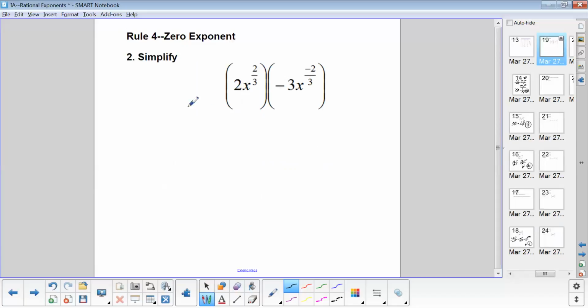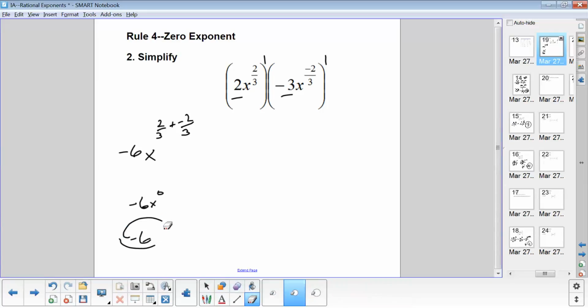Here I've got the product rule, since there's only an exponent of 1, so we're not really looking at the power to power rule. This is going to be a product rule. So 2 times negative 3 is a negative 6, and this is x to the 2/3 plus negative 2/3. Remember, product rule allows you to add the exponents when you're multiplying. So what is 2/3 plus a negative 2/3? Goes to 0. So negative 6 times 1, and you get negative 6.